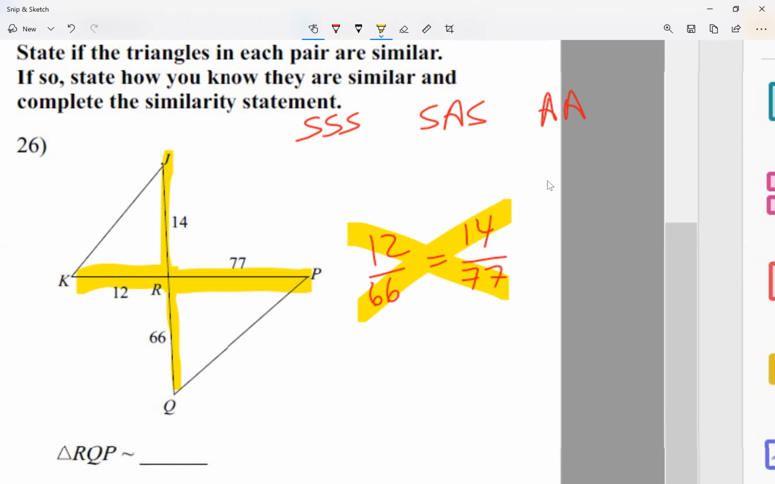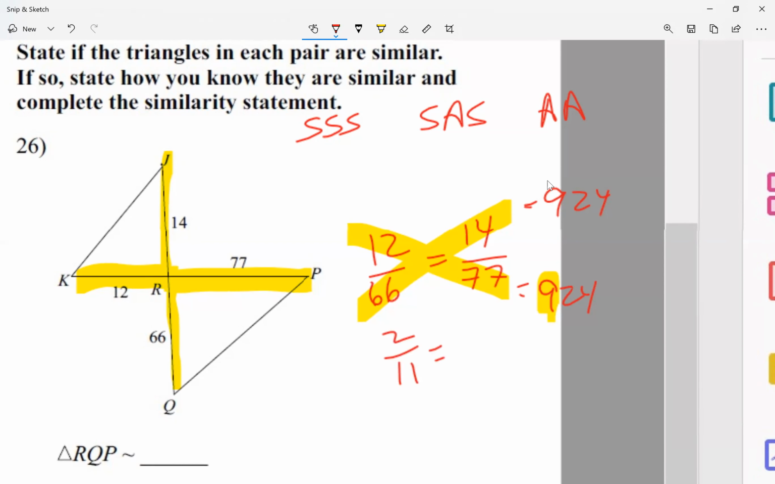12 times 77 is 924. 66 times 14, I get 924. So if I cross multiply, I can tell, yep, they are similar. If I wanted to do simplifying, 12 and 66 divide each by 6, I get 2 over 11. 14 over 77 divide each by 7, I get 2 over 11. So if I cross multiply or I simplify, I figure out the 2 sides are similar.